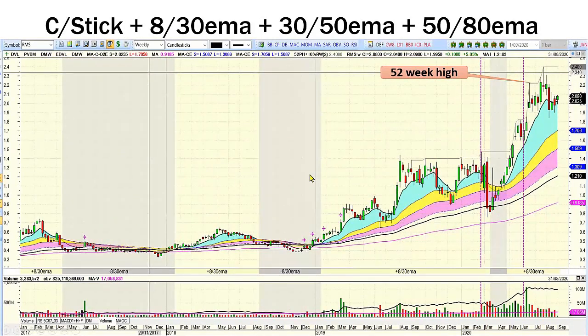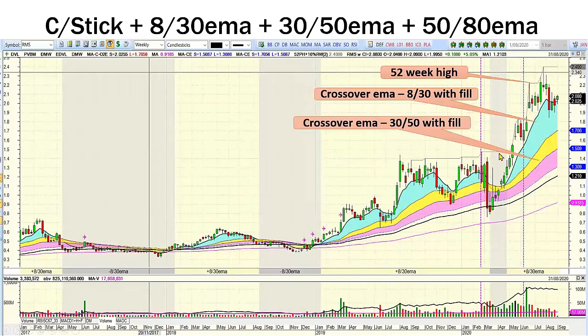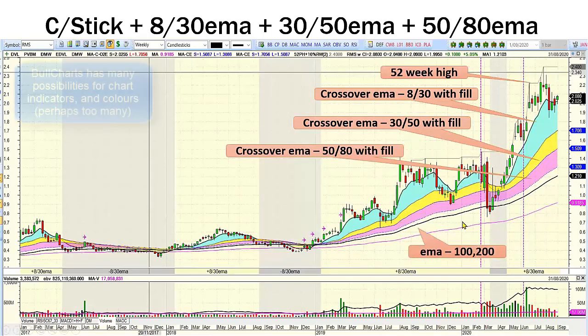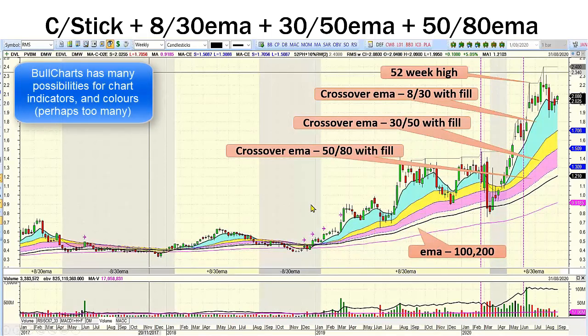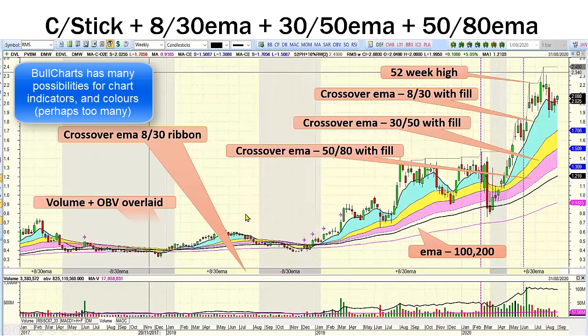The next chart, it's getting a bit more psychedelic, is the candlestick chart with the 8 30 EMA, a 30 to 50 EMA, and a 50 to 80 EMA. And once again, I've got the 52-week high up here. This is the 8 30 EMA. This is the 30 50, and the 50 80 was filled. And on top of that, I've got 100 and 200 EMA. And the crossover EMA is, once again, my ribbon, 8 30.